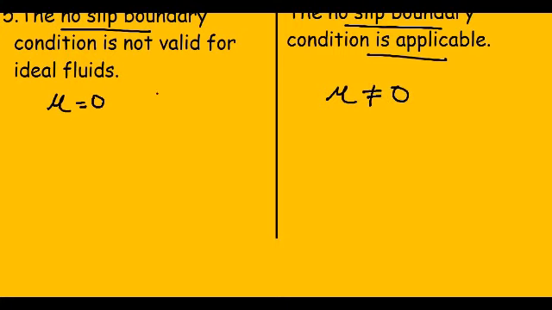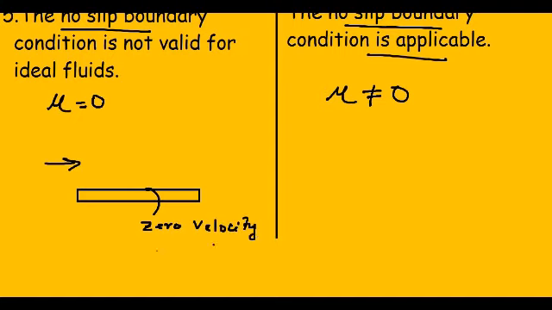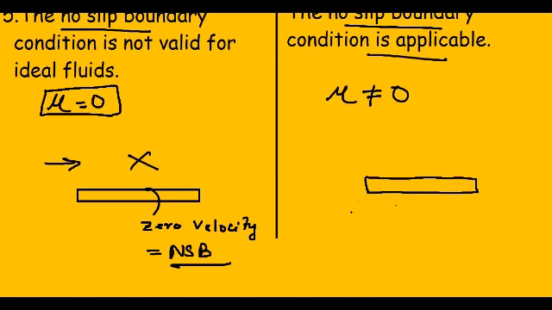If we consider a flat plate, and the fluid is flowing in this direction, then for the no slip boundary condition, the point at which the fluid is in contact with this surface will have zero velocity. This is what the no slip boundary condition says. But for ideal fluids, the viscosity is zero, and hence this boundary condition is not applied. But for real fluids, we know that the viscosity is not zero, and hence this point will have zero velocity.